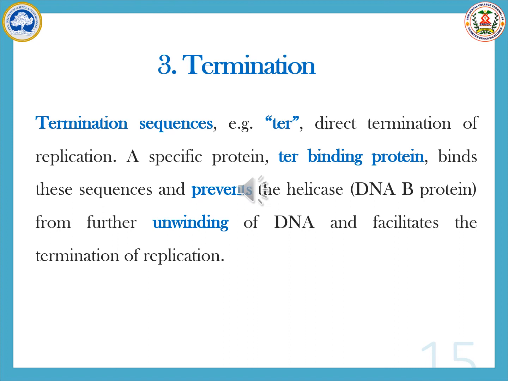Once the termination sequence is exposed, the TER binding protein prevents the helicase enzyme from further unwinding of the DNA, thereby facilitating the termination or stop of the replication.